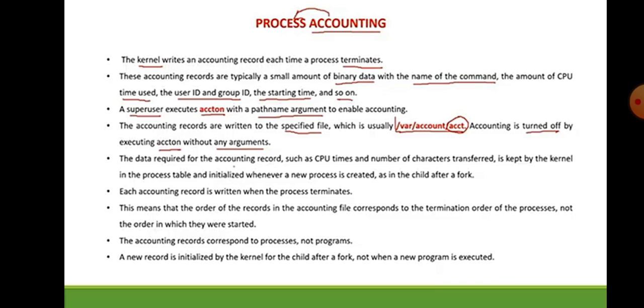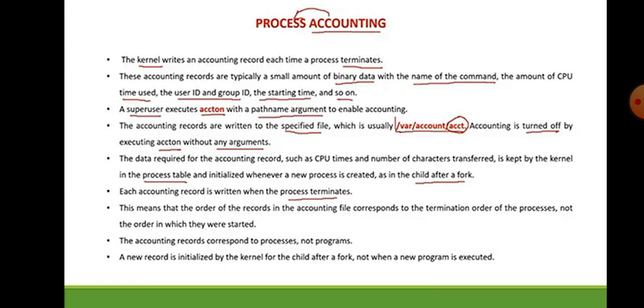And the data required for the accounting record, such as CPU time and the number of characters transferred, is kept by the kernel in a special table called the process table. Okay, and it is initialized whenever a process is created, normally during a fork system call. Okay, and each accounting record is written when the process terminates. This is already mentioned, right?